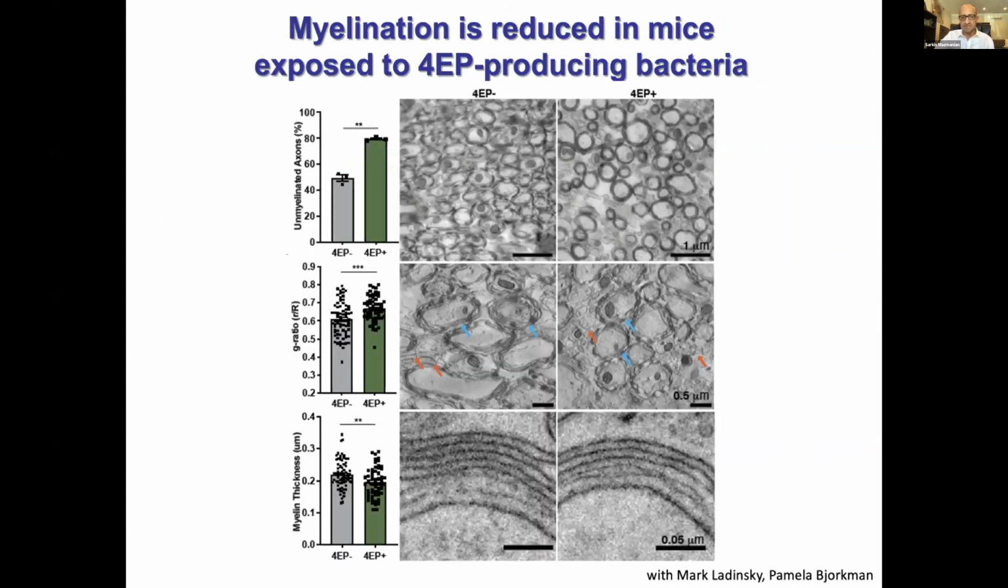And so as I mentioned, oligodendrocytes myelinate neurons, and so we looked at myelination, and I'll just go quickly through this data for the sake of time. We showed that there are more unmyelinated oligodendrocytes in the groups of animals exposed to 4EP. The G ratio looks at myelin irrespective of the cell shape, and a higher G ratio is a sign of lower myelination. You can see that there's an increase in this G ratio for the 4EP positive group. And then when we just looked at myelination thickness, and this was work done by Mark Ladinsky and Pamela Bjorkman's lab here at Caltech, the thickness of the myelin is reduced in the 4EP positive group.